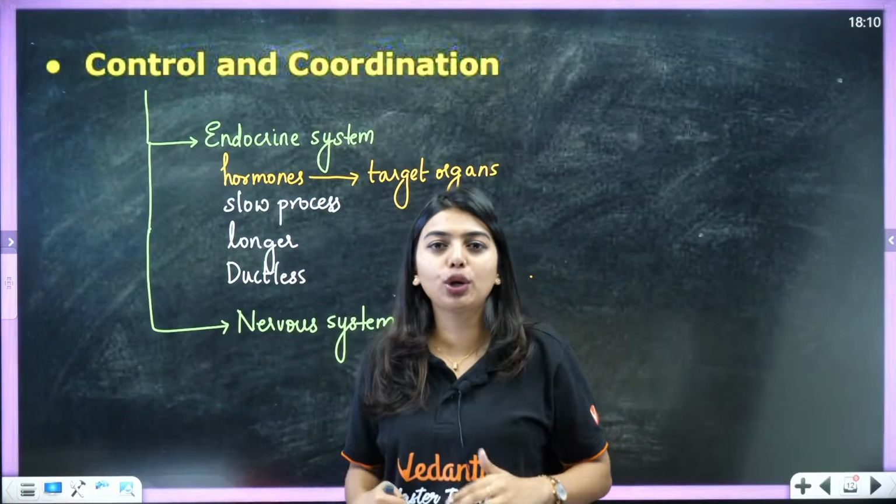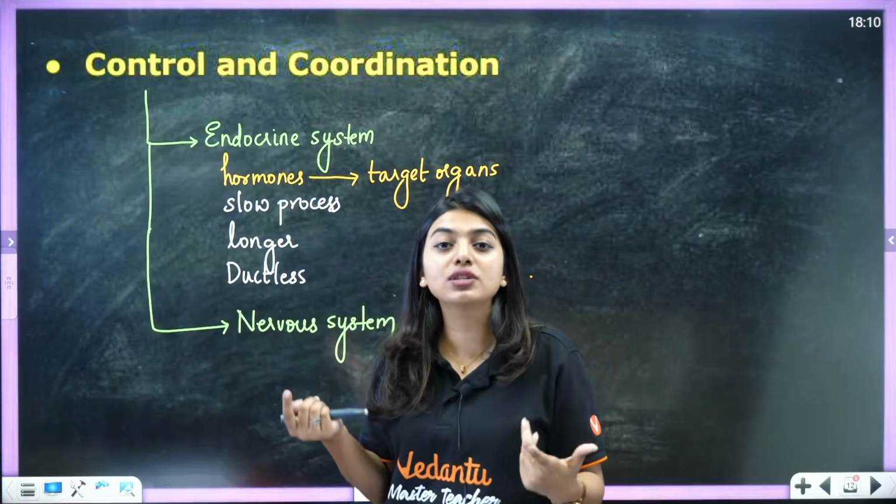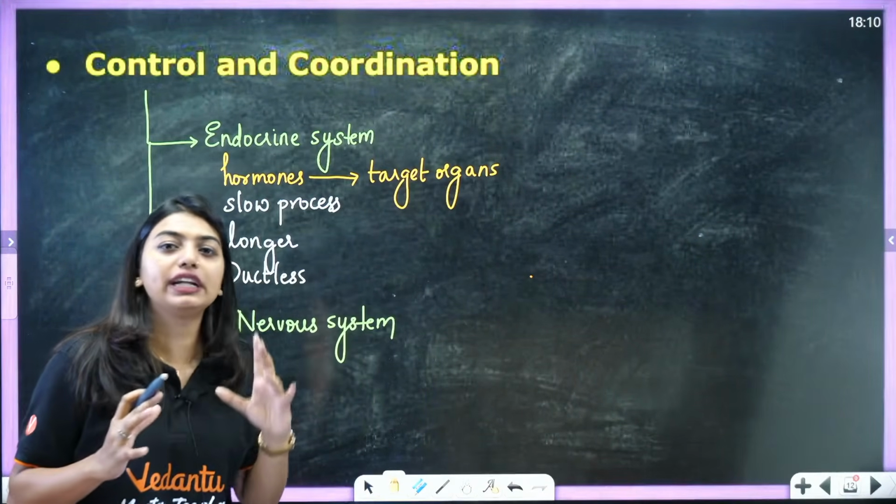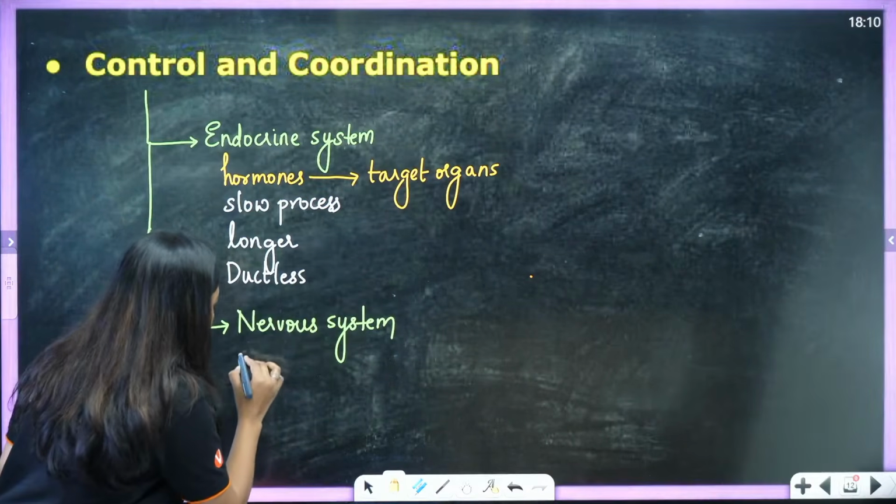Imagine I touch a hot object, immediately I retract my hand. Who is telling? My nervous system is telling. So, the nervous system is properly coordinated and it is faster compared to that.